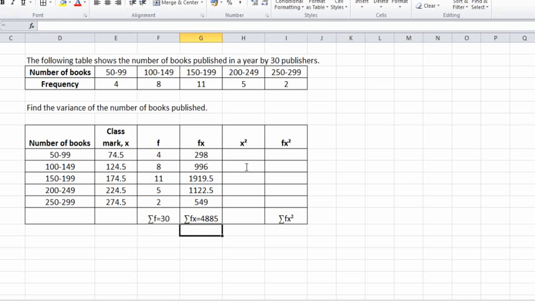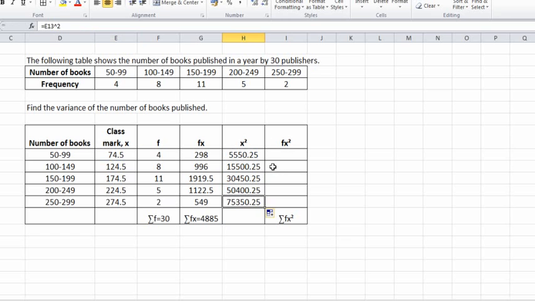Then x squared is just the class mark, and you square it. So that's what you do: 74.5, and then you square it, and you get 550. So I just drag the same formula. Let me just get rid of some unknown object here. There you have it. So these are basically the squares of the class marks.